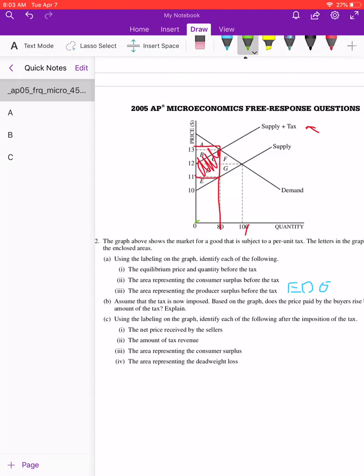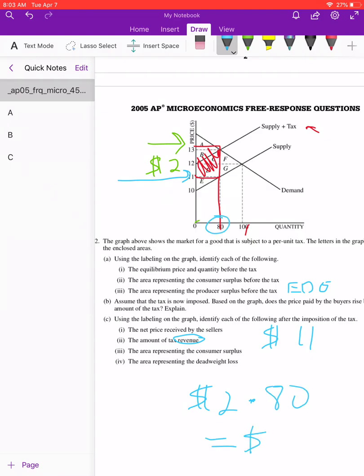This tells me then that I now have to pay $13 for the good. The government is going to get to keep the first $2 of the value of this good, and then the businesses are only going to receive $11. So the answer to C1, the net price received by the sellers, is $11. The amount of tax revenue. Now, revenue means total. This is a $2 per unit tax, but we are selling 80 goods in this scenario. That means our tax revenue is $160.